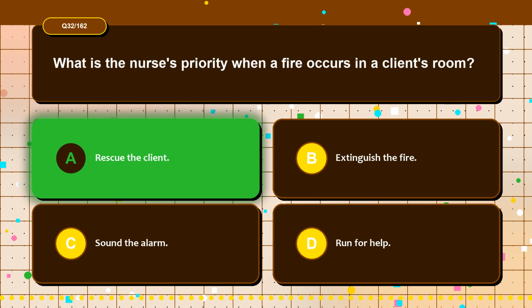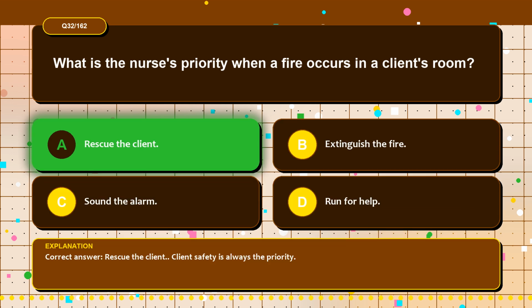The correct answer is option A. Rescue the client. Correct answer. Rescue the client. Client safety is always the priority.